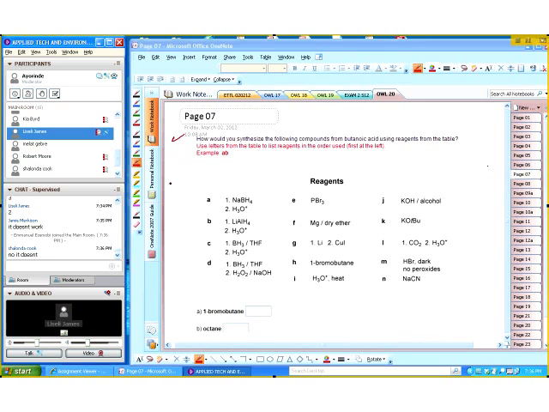How could you synthesize the following compounds from butanoic acid using reagents from the table?